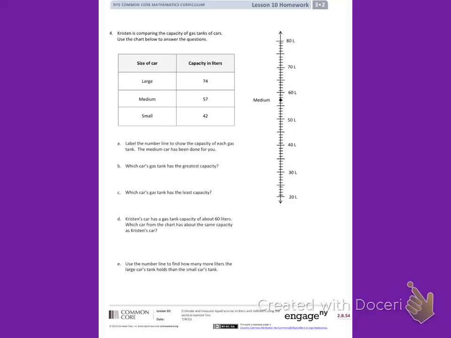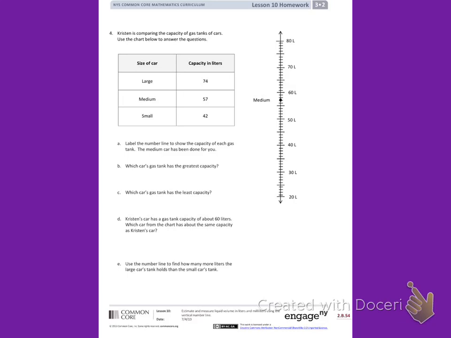Module 2, Lesson 10's objective is to estimate and measure liquid volume in liters and milliliters using the vertical number line. Question 4 says Kristen is comparing the capacity of gas tanks of cars. Use the chart below to answer the questions. Item A. Label the number line to show the capacity of each gas tank. The medium car has been done for you.